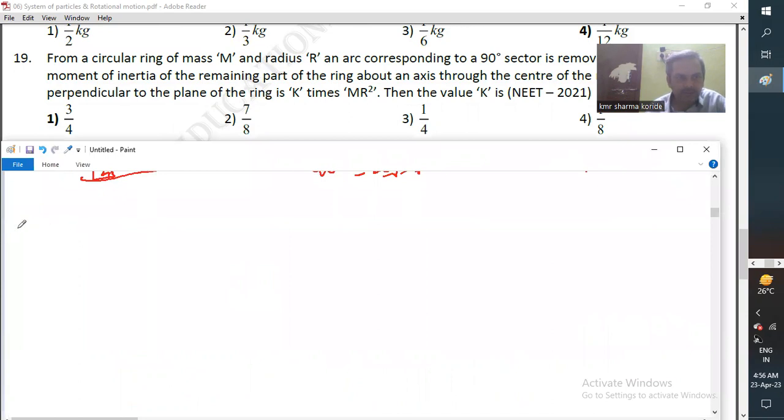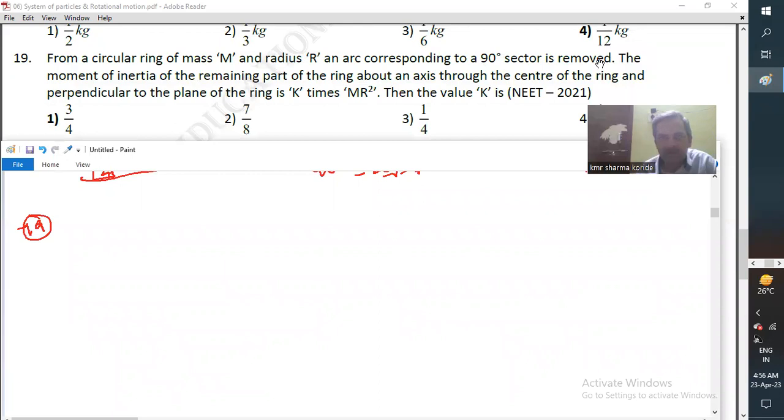Question number 19. From the circular ring of mass capital M and radius capital R, an arc corresponding to a 90-degree sector is removed. The moment of inertia of the remaining part of the ring about an axis through the center of the ring and perpendicular to the plane of the ring is k times MR square. So this is the moment of inertia, k into MR square, given.